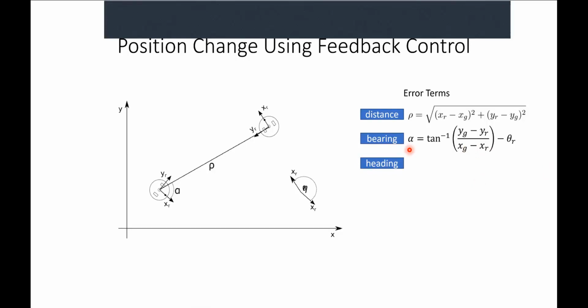But either way, the bearing error here, alpha, is telling you how much you need to rotate, right? What is that delta of your theta variable, your theta pose, to point at the place you want to go. And then lastly, for heading, heading is just going to be the angle of my goal pose minus my current angle here.